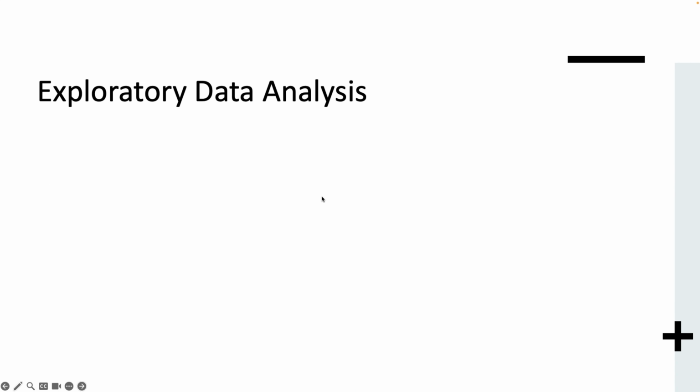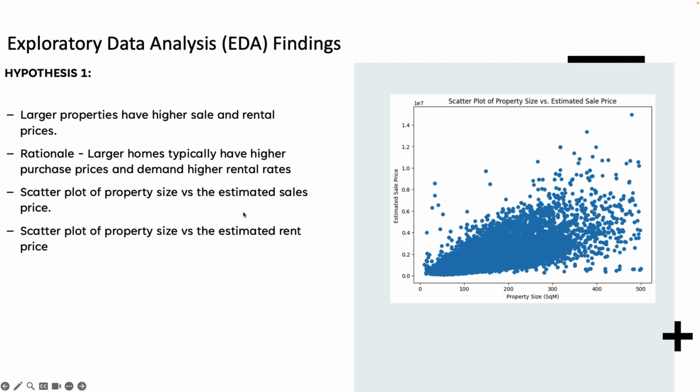So we carried out exploratory data analysis prior to implementing our machine learning model, and this just allowed us to visualize and understand the patterns in our data. So the first hypothesis that we investigated was larger properties have a higher sales and rental price, and the rationale behind this is larger homes typically have a higher purchase price, which would equate to a higher rental rate.